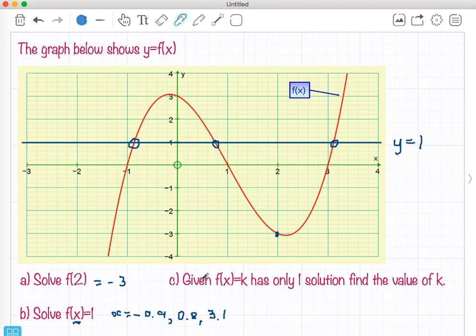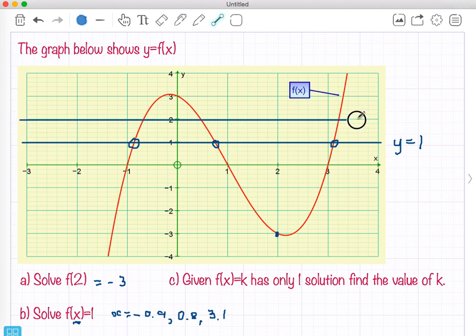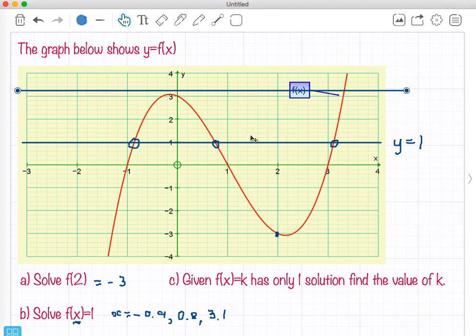Now this part C is going to require some thought. Given that f(x) equals k has only one solution, find the value of k. So k is like the number 1 here. So imagine k was 1 and I drew that on. I've actually got 3 solutions. So I need to think about where I'm going to draw this line. So imagine I draw a line there. There's still 3 solutions. So I'm going to move it up. There's still 3 solutions. Right there, there's probably 2. If I move it up again, there's 1 solution because it only cuts through 1 time.